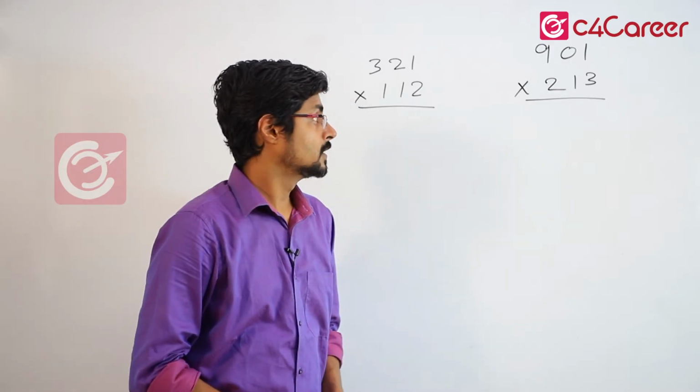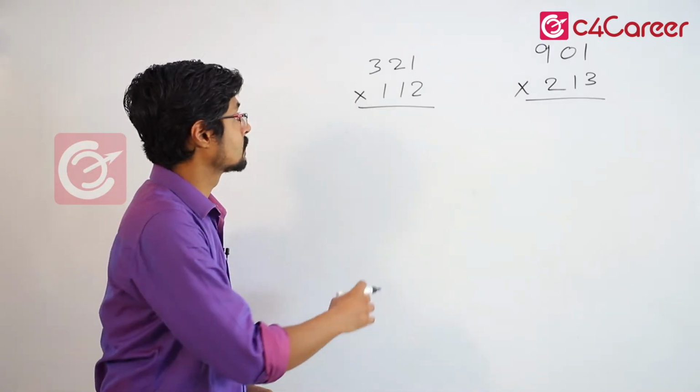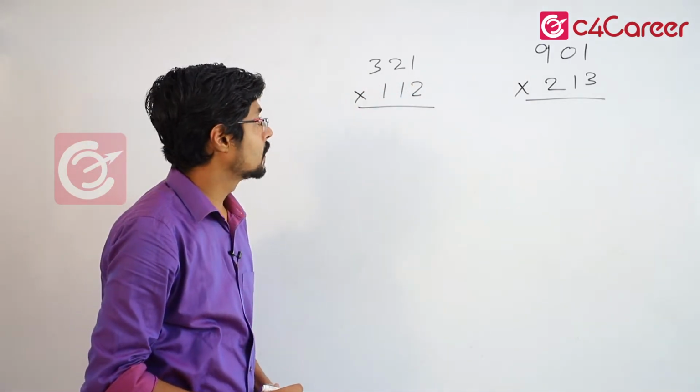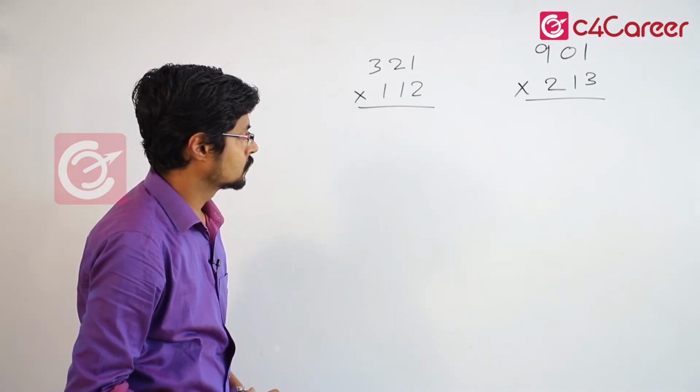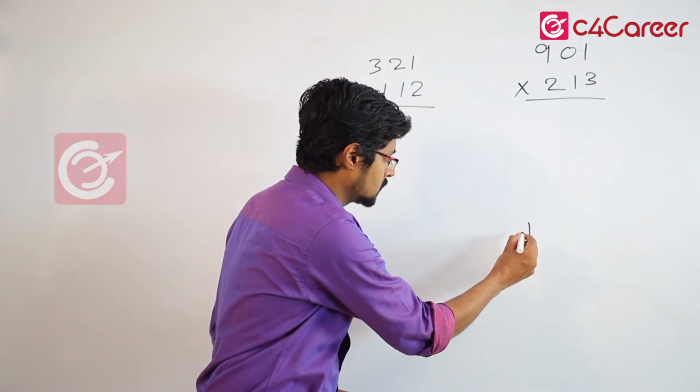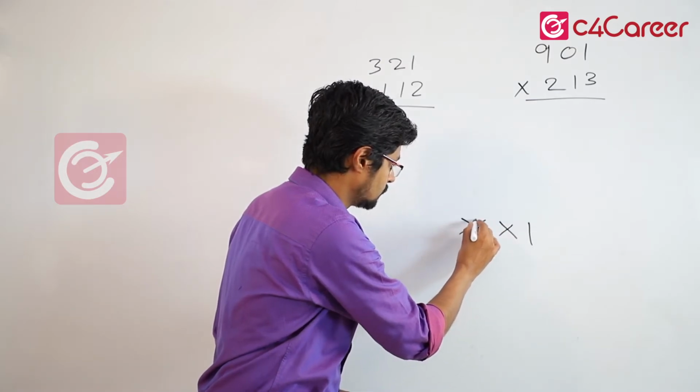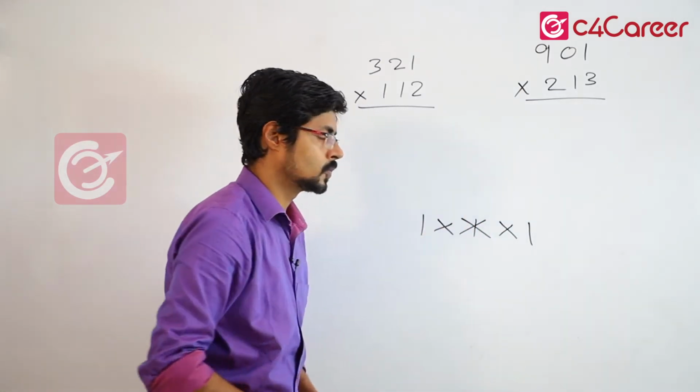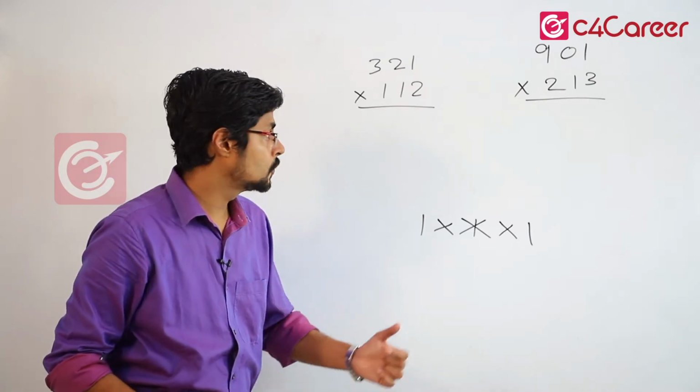So my dear students, let's look at the problems we have to practice. 321 into 112. So just for your reference, I will draw the pattern once again. So these are the 5 steps that we are going to do. How do we do it here?